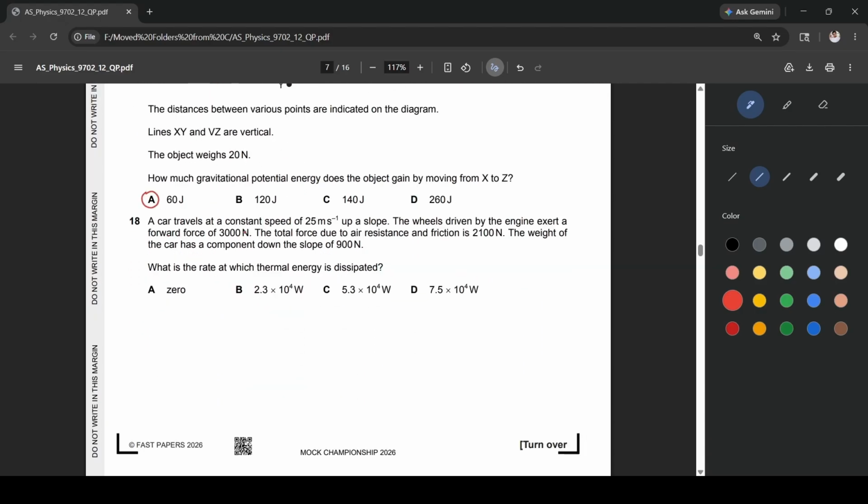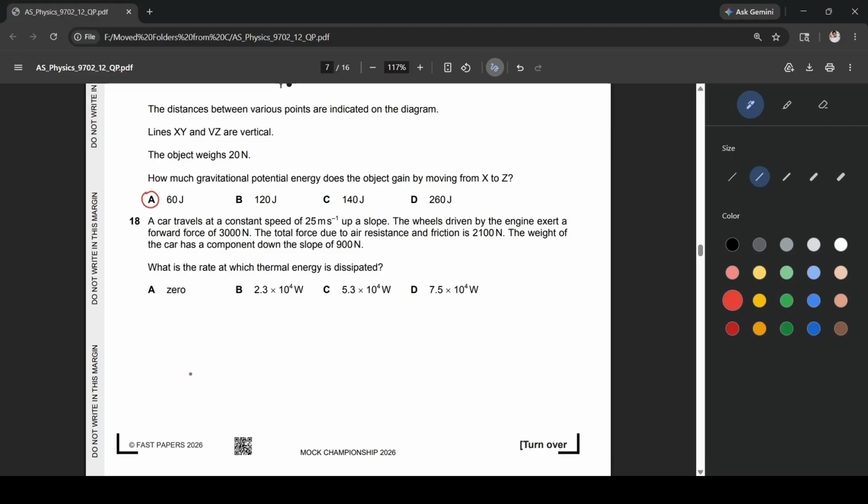A car travels at a constant speed of 25 meters per second up a slope. The wheels driven by the engine exert a forward force of 3000 newtons. The total force due to air resistance and friction is 2100 newtons. The weight of the car has a component down the slope of 900 newtons. What is the rate at which thermal energy is dissipated?